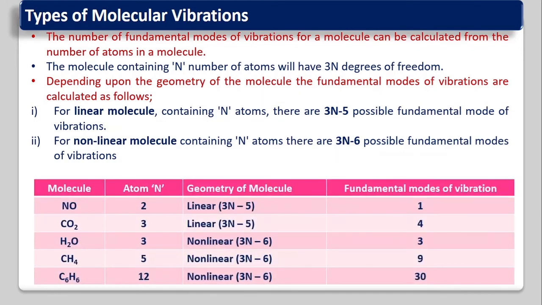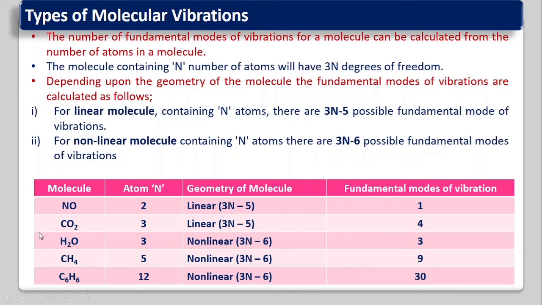For example, see here, if the molecule is NO, how many total atoms? 2 atoms. Is this molecule linear or non-linear? This molecule is linear. So how to calculate? By using the formula 3n minus 5. So 3 into 2 is 6, 6 minus 5 is 1. So there is 1 fundamental mode of vibration for the NO molecule.